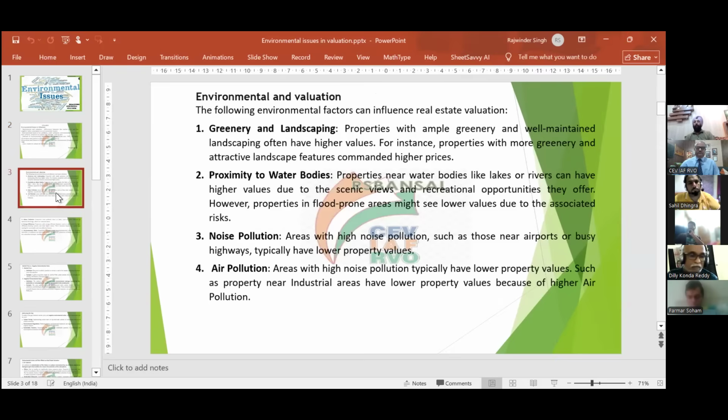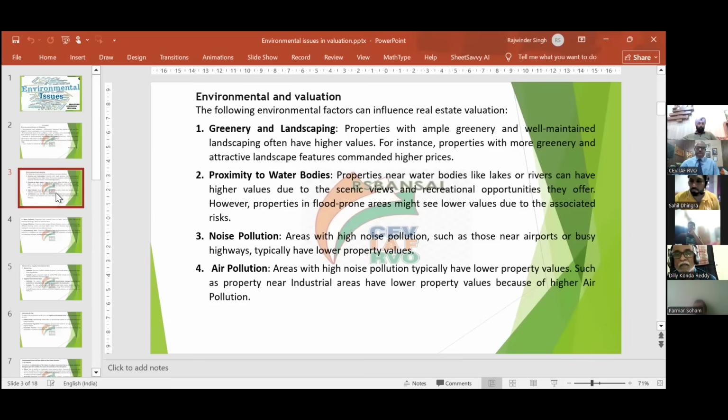So environmental and valuation. As a land and building valuer, you must know what are the environmental factors that can influence, especially the real estate valuation. First thing is greenery and landscape. You know, properties with ample greenery, ample landscaping, often have higher value. For example, property with more greenery and attractive features always commands higher prices.